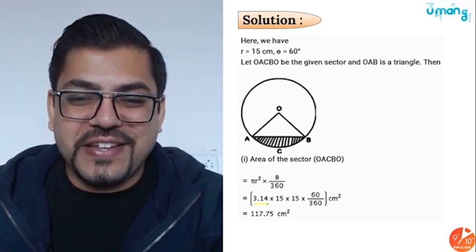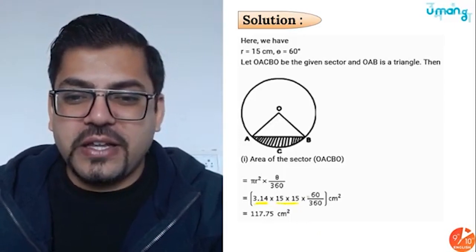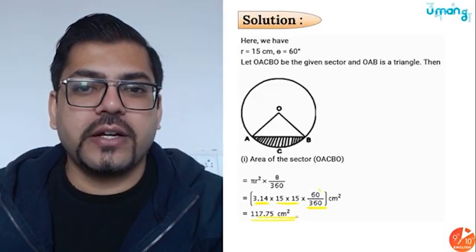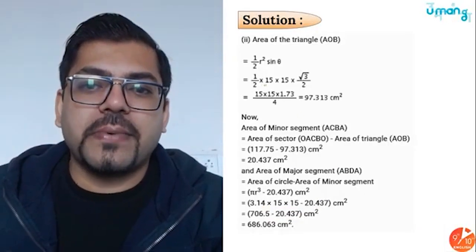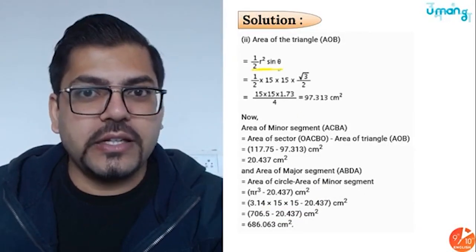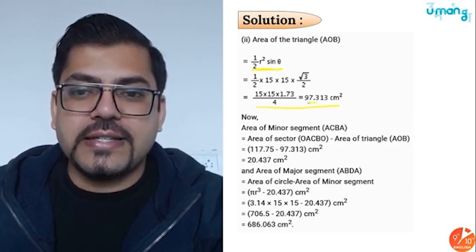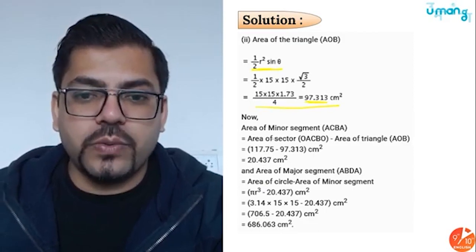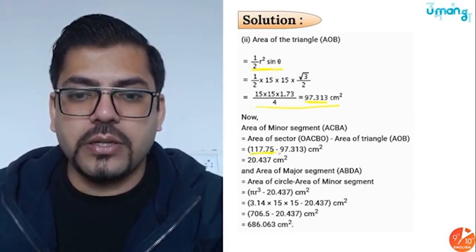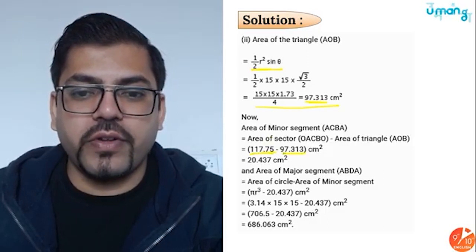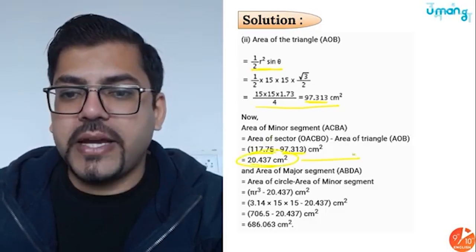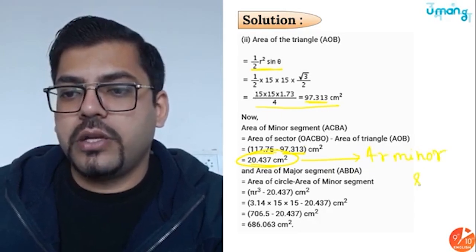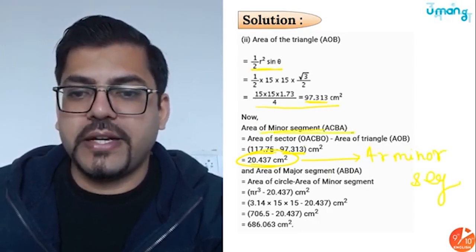So here, see, this is pi r square into theta by 360. This is the area of sector. After that, it has to be subtracted from this half r square sine theta. You'll find this 97.313. Subtract both of them, and hence you get this value: 117.75 minus 97.313. This is the area of the minor segment. This is also written here.